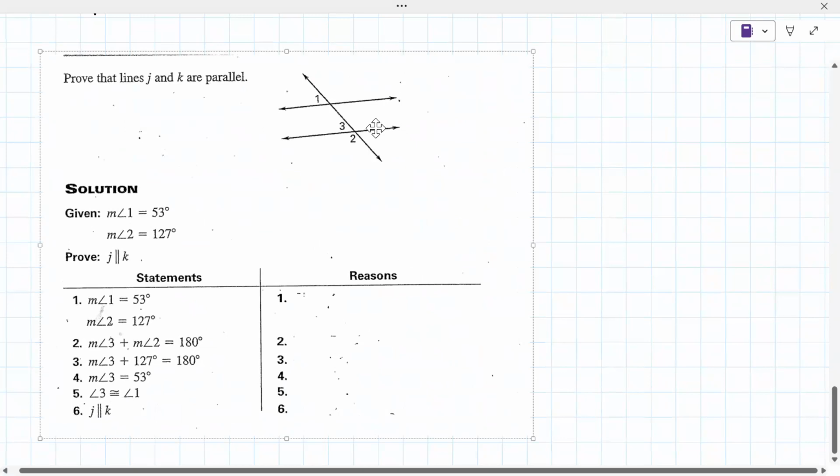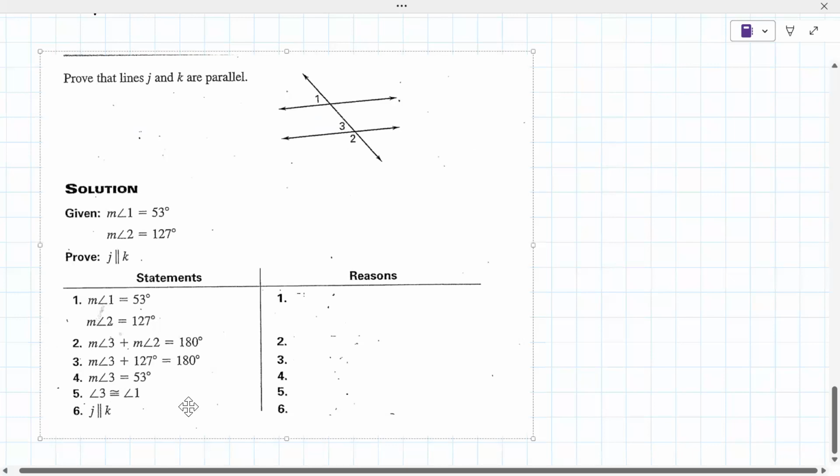Two lines that appear to be parallel. They're giving you angles 1, 2, and 3, and some angle measures. The measure of angle 1 is 53, the measure of angle 2 is 127, and you're proving that the lines are parallel. So they give you the statements. It might be a question to ask your instructor, will they give us the statements, or are we going to have to fill in both the statements and the reasons, or some of both?